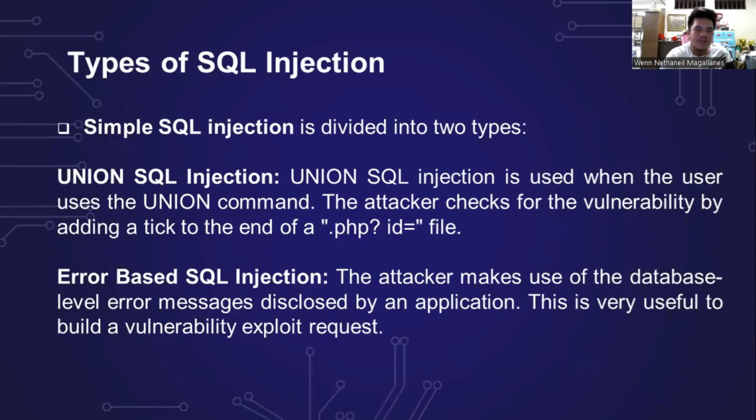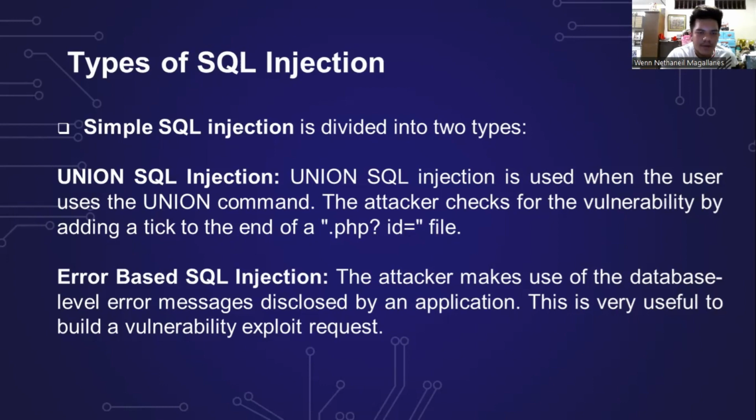So simple SQL injection is divided into two types. First is the union SQL injection. The union SQL injection is used when the user uses the union command. The attacker checks for the vulnerability by adding a tick to the end of a PHP ID file. So here's the query for the attack. If the end number will be put like this, it would be a union SQL injection attack.